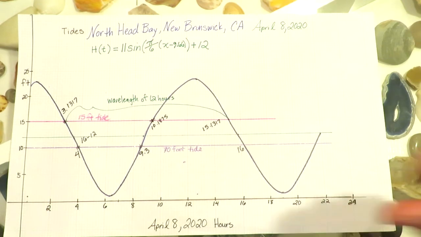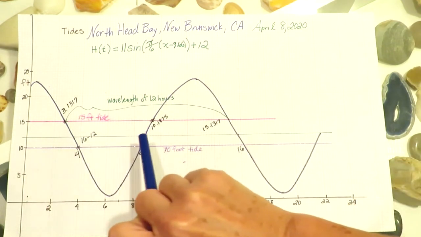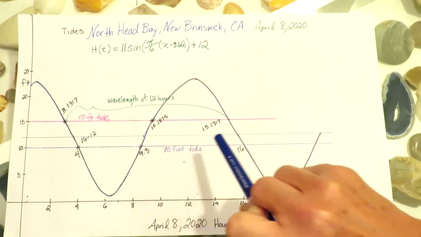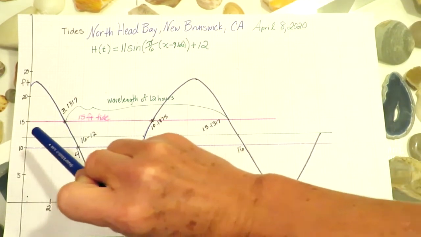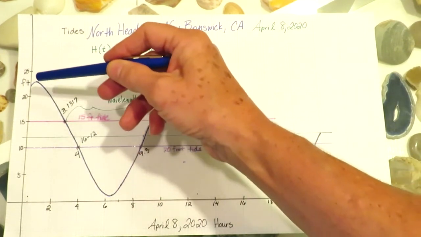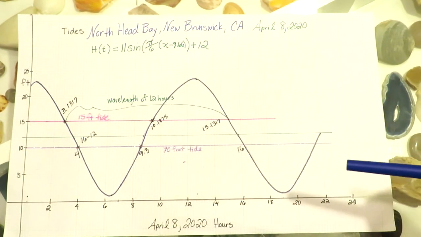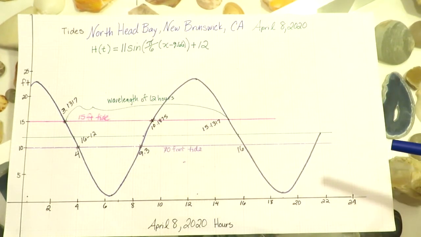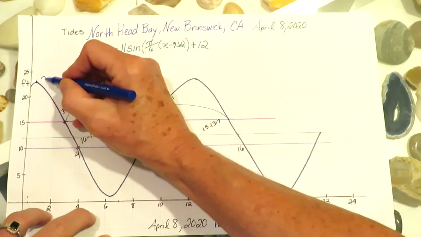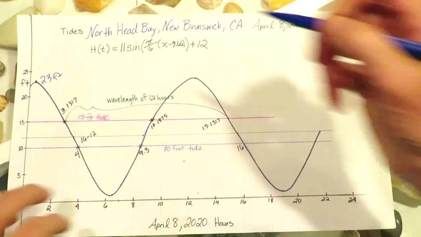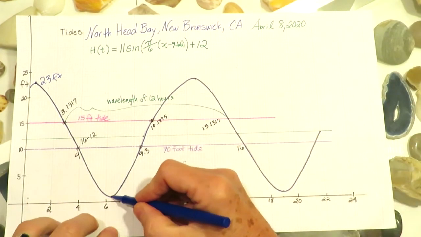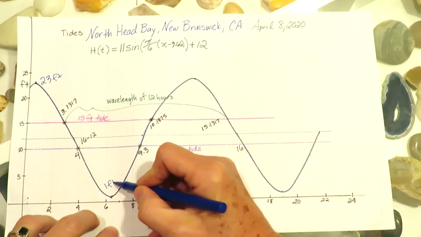So the 12 is the line of equilibrium. That's the average height of the water at North Head Bay, New Brunswick on that date. And the amplitude is 11. So the high tides are 11 feet above 12 feet. So 11 plus 12 is 23. So 23 is where we're hitting these maximums. And then 12 minus 11 is 1, so these minimums are at 1 foot.